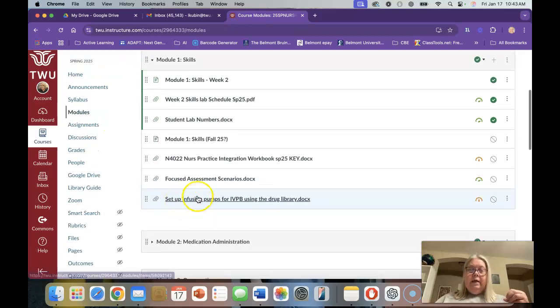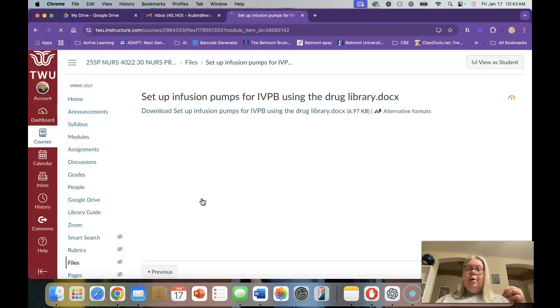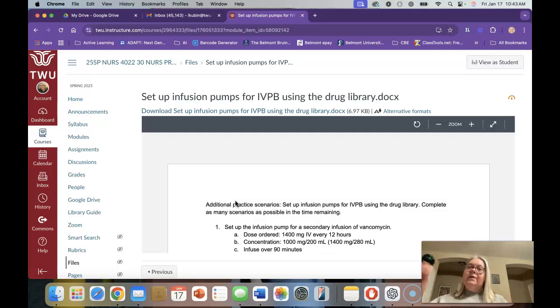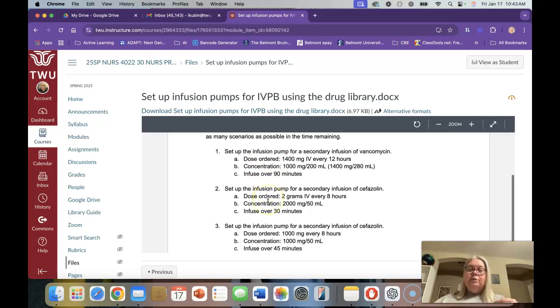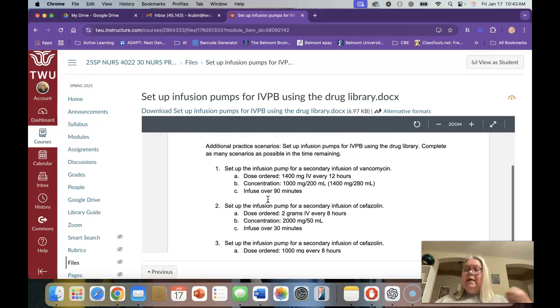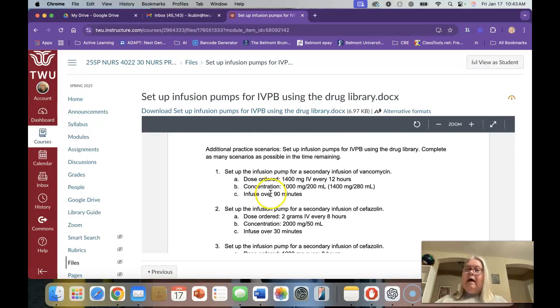I do have some other scenarios set up here that they can use to practice setting up the pump using the drug library once they've finished the scenarios in their workbook. These are some additional scenarios, so they know how to set up the pump both ways, with the drug library and without the drug library. So if there's time left over for them, they can practice with these scenarios and just do as many as they can depending on how much time they have.